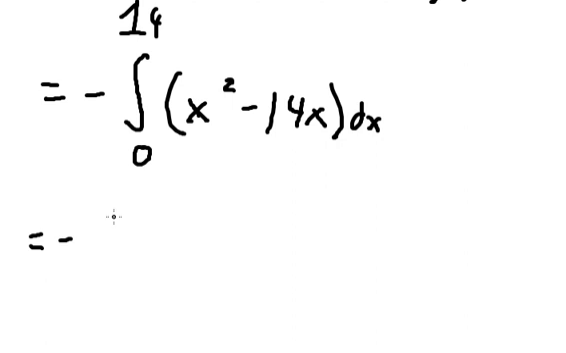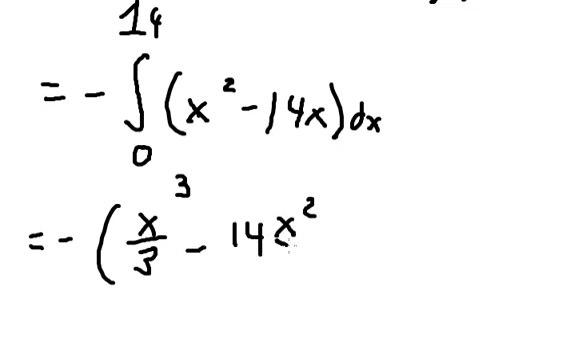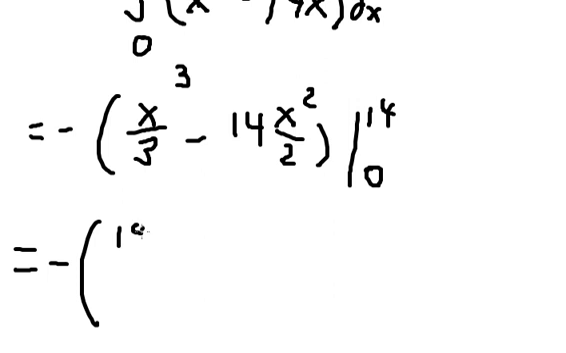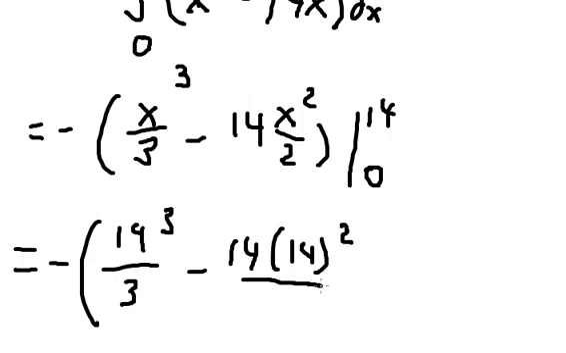The integration of s squared is s to the power of 3 over 3. This one is s squared over 2. And we put the bounds from 0 to 14. So we put 14 in here, 0 in here. Negative and negative, we have positive.